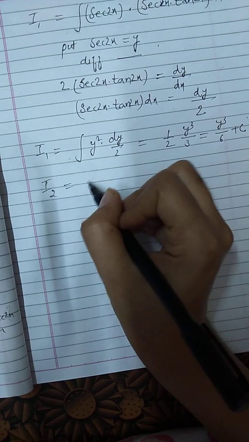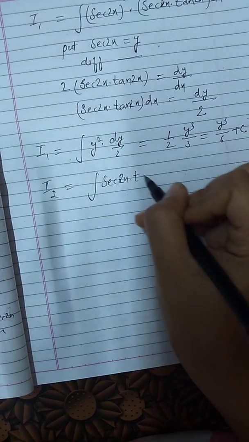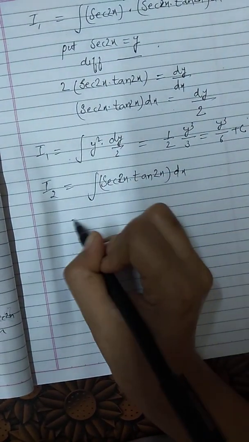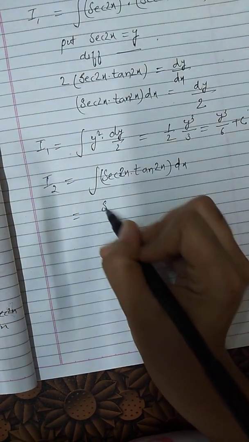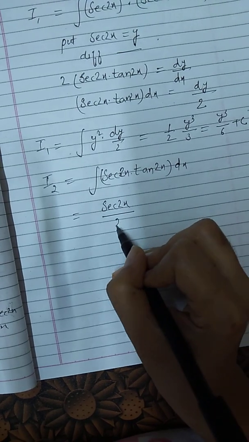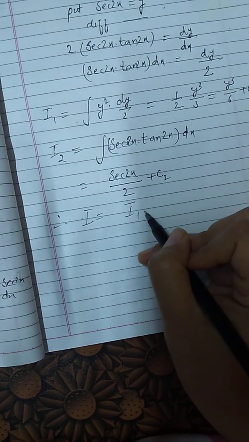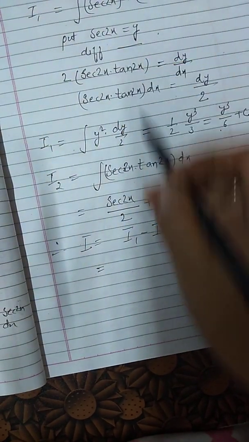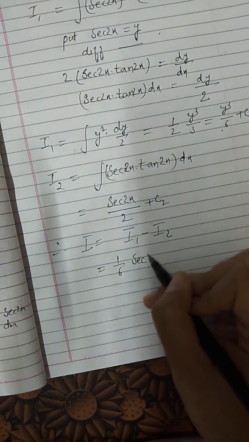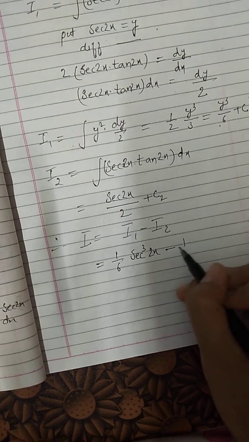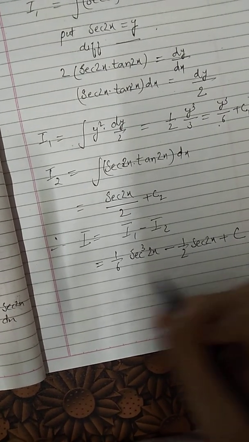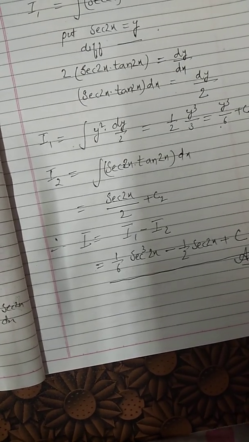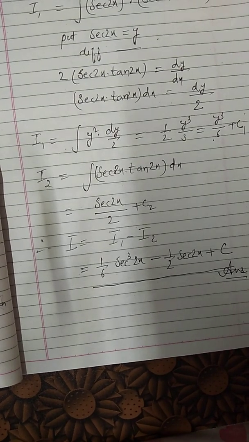Similarly, the second integral is the integral of secant 2x tan 2x dx. We know the antiderivative of secant x tan x is secant x, so this will be secant 2x divided by the derivative of the angle, that is 2, plus constant of integration. So therefore the complete I is I1 minus I2, and when we substitute the values, what was the value of y? It was secant 2x. So we are getting 1 by 6 into secant cube of 2x minus 1 by 2 into secant of 2x plus constant of integration. This will be our answer. Right? So this is how sum number 15 will be done.